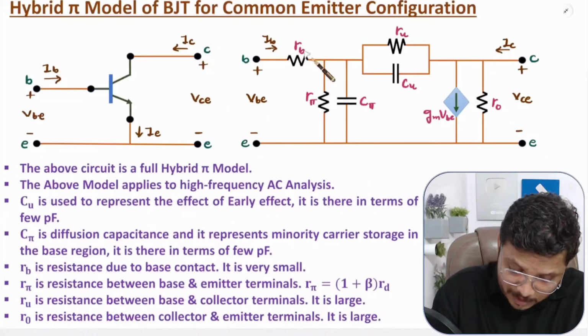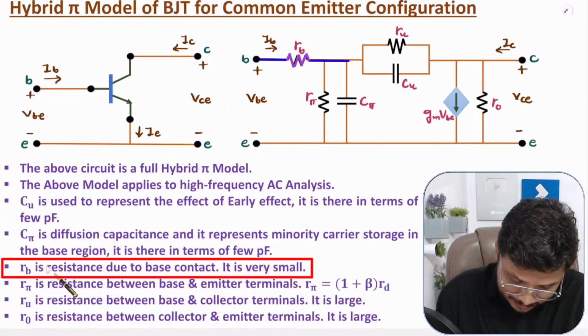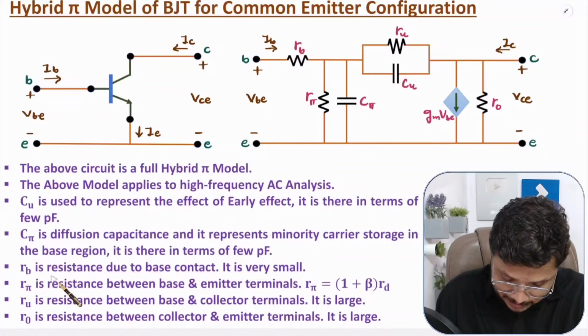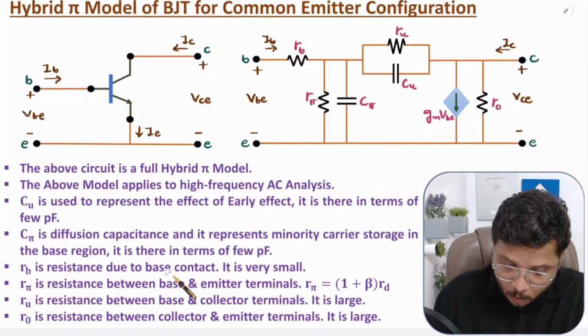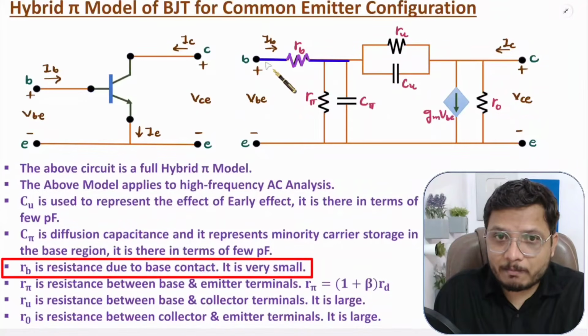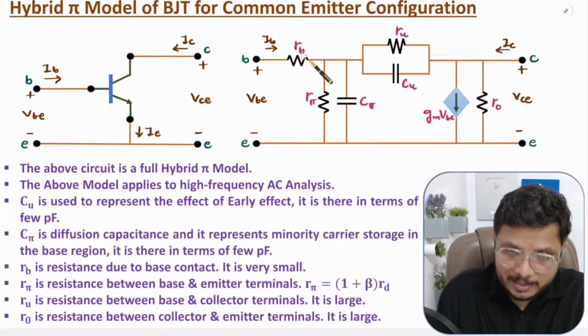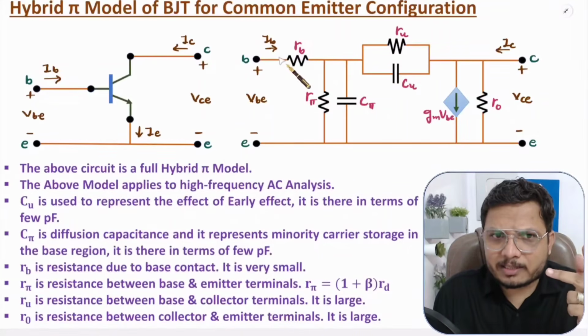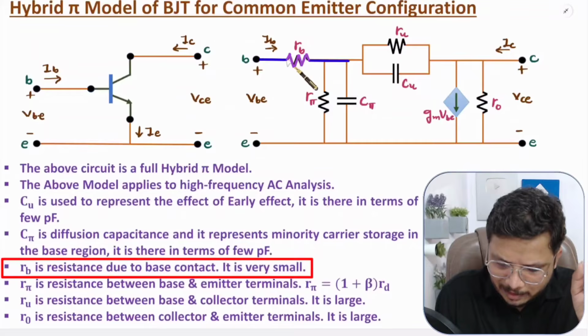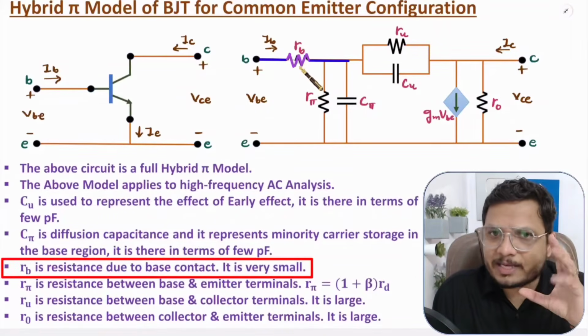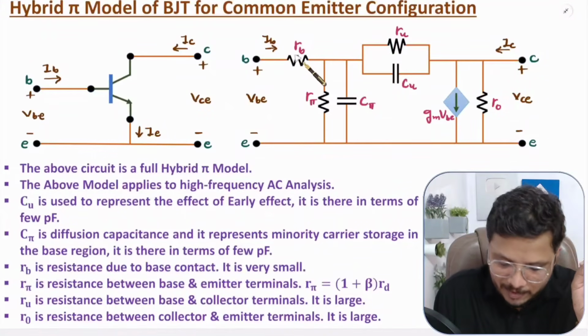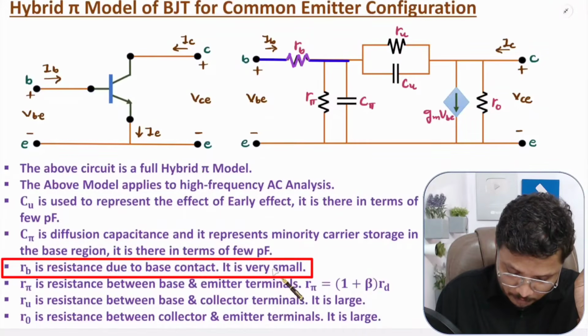Now if you observe the resistances, here we have the RB resistance. This RB resistance is there due to the base contact. Because of the base contact, we have the RB resistance, and the value of RB is very small. You can replace this resistance by a short circuit even, as the value of RB is very small.